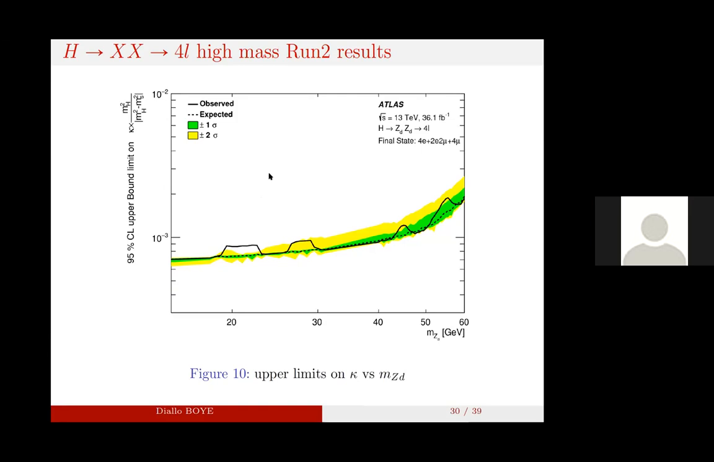What about the constraint from electroweak precision data on this dark vector boson, since the tree-level mixing of Z and Z dark will affect the oblique parameters S, T, and U? I don't think I know about the oblique parameters. S, T, okay, and U.